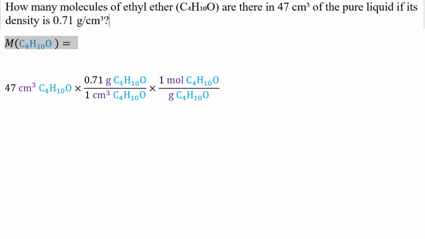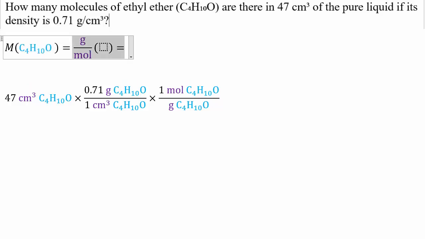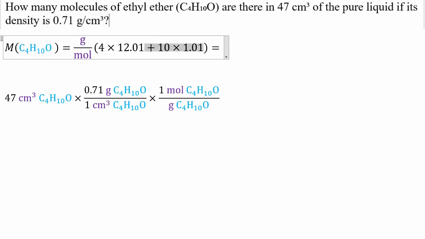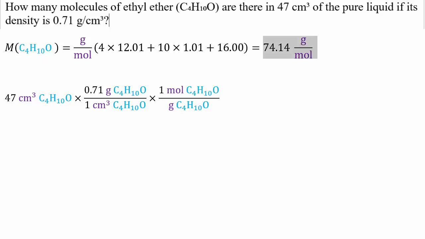To calculate the molar mass of ethyl ether, we sum 4 times 12.01 for carbon, 10 times 1.01 for hydrogen, and 16.00 for oxygen. The result, expressed to 2 decimal places, 74.14, is expressed in units of grams per mole.